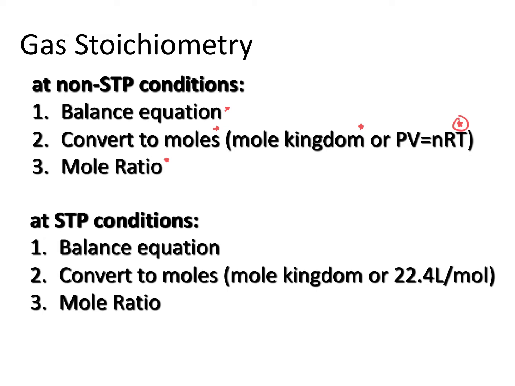The other thing that we need to consider is the conditions at which we are calculating our problems. So non-STP conditions. Remember, STP, standard temperature and pressure, is 1 atm and 0 degrees C. At conditions that are non-STP, you're going to have to use PV equals nRT if you want to convert between moles and liters. If you are at STP conditions, you can use a shortcut, which has been provided here, and we'll talk about that in a couple of our practice problems.